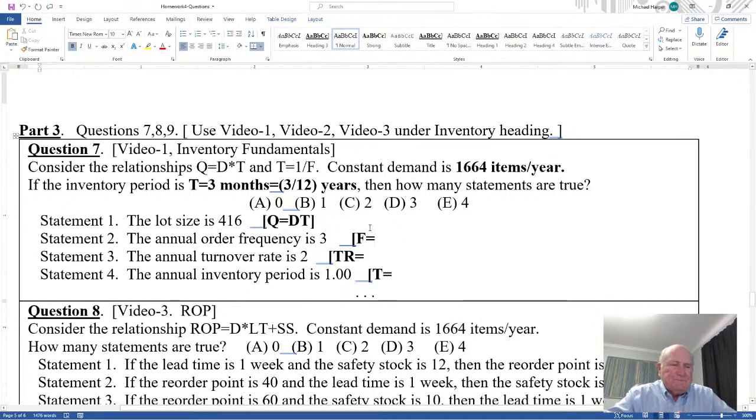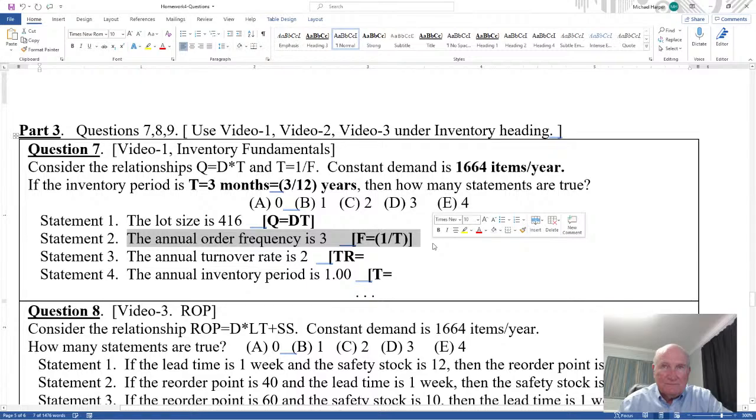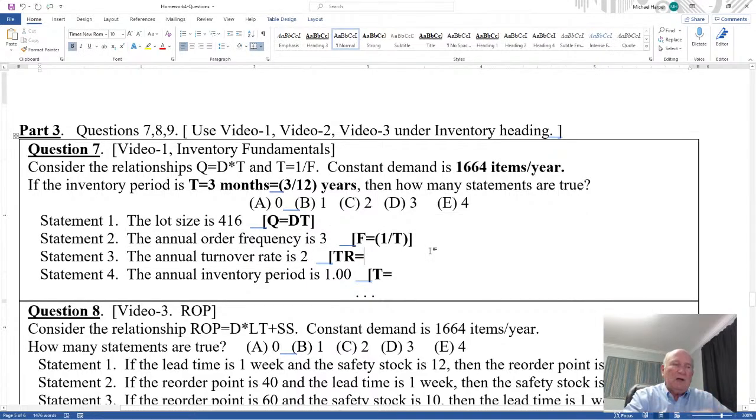What's the frequency? The frequency equals 1 over T. Okay, but you have to use the T in years because we want the annual frequency in years. The annual turnover rate, well, the turnover rate for this problem, for everything we do in this course, is 2 times the frequency. Turnover rate is 2F. So whatever that is. Okay, now I'm just giving you the equations here.